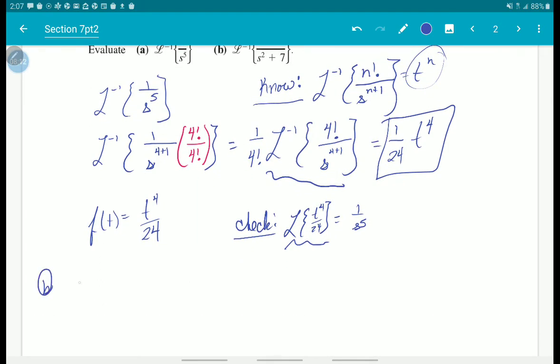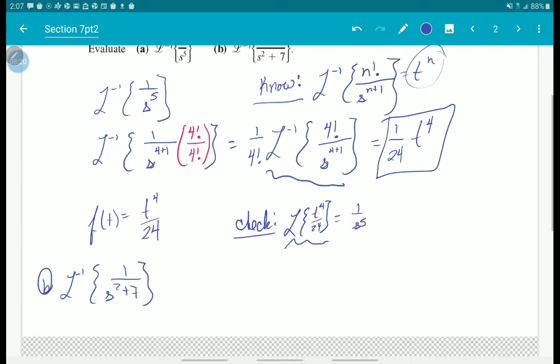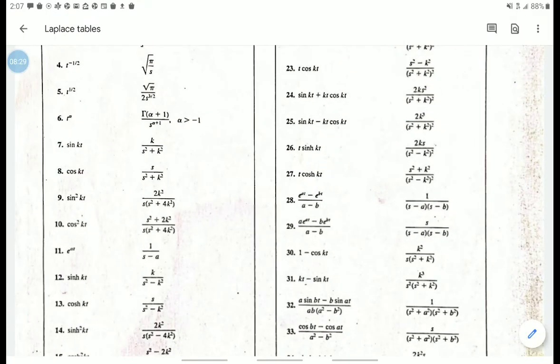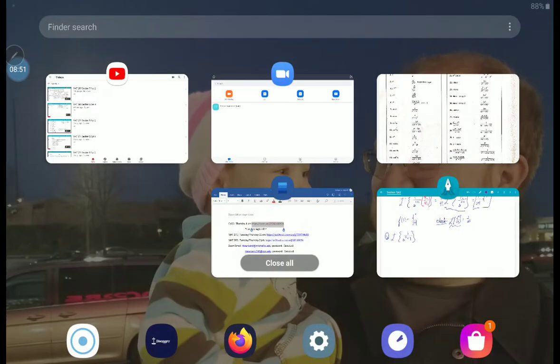Let's look at B. We want to find the inverse Laplace of 1 over s squared plus 7. So if we're thinking about our formulas, and I'm actually going to go to that formula sheet so you can see how that's going to work. We have a number over s squared plus a number. So we're trying to tweak it in terms of this sine here. So it's going to end up being some kind of sine function. We just got to figure out how to tweak this side over here. That k over s squared plus k squared.